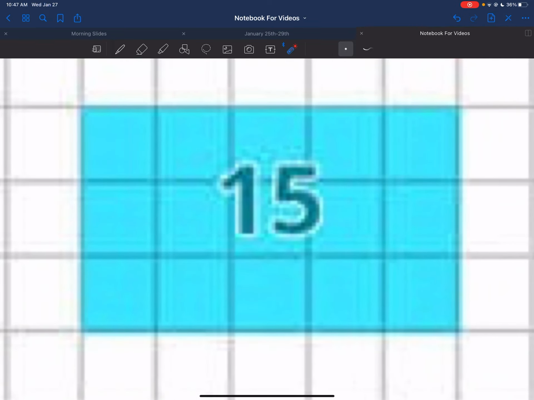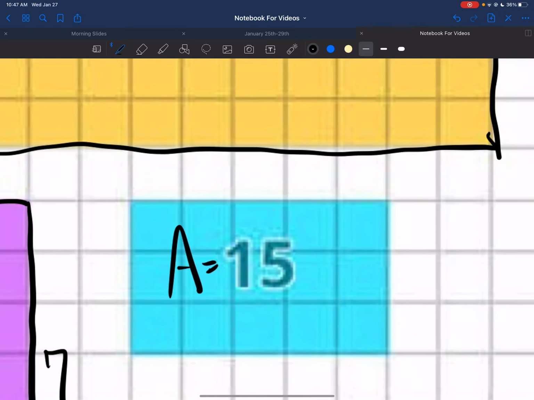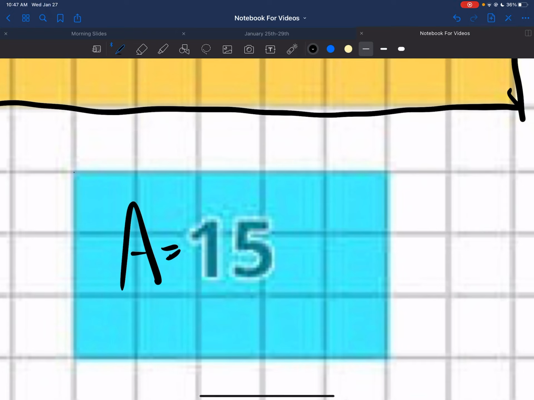Last but not least, we have this blue one. So if I look at all 4 of these rectangles, I can see the blue one is the smallest. It has the smallest area, and the largest rectangle, the one that has the biggest area, is the yellow one. Again, all I have to do is count 1, 2, 3. 1, 2, 3, 4, 5.